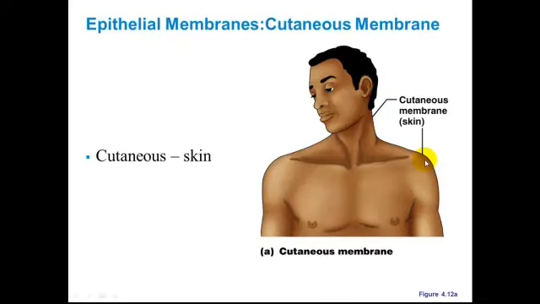The other important function of epithelial tissue is to form membranes. Now, membranes are continuous coverings of the body. We have the cutaneous membrane, or the skin. And in the cutaneous membrane, we will spend an entire chapter looking at this in Chapter 5. This will be mostly stratified squamous epithelial tissue in this epithelial membrane.